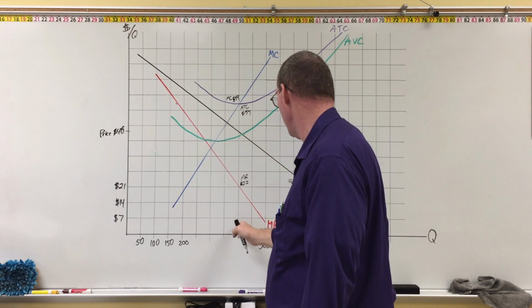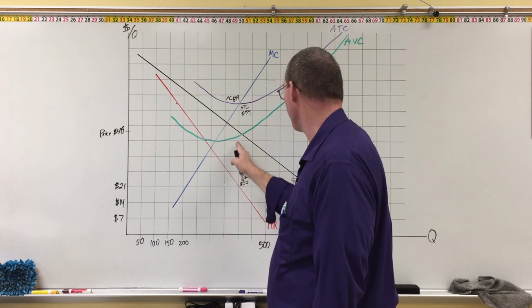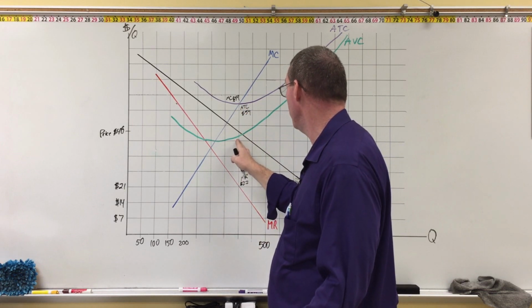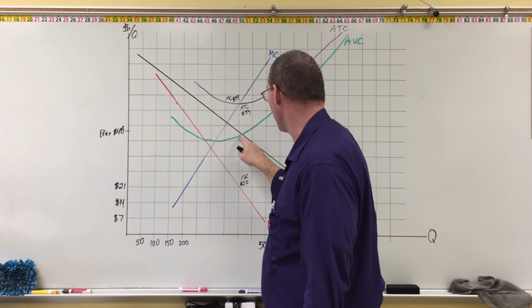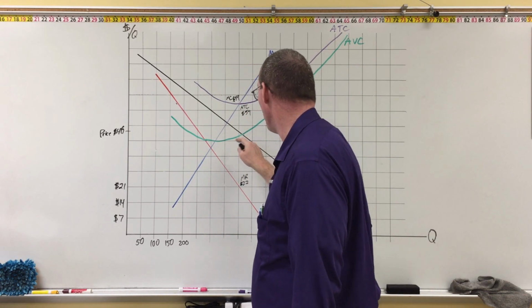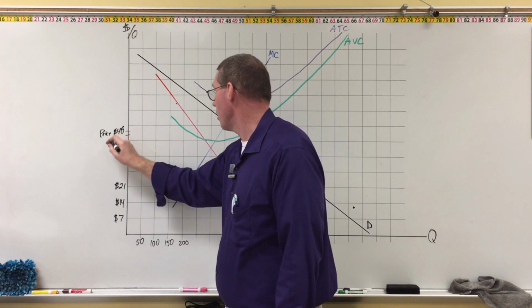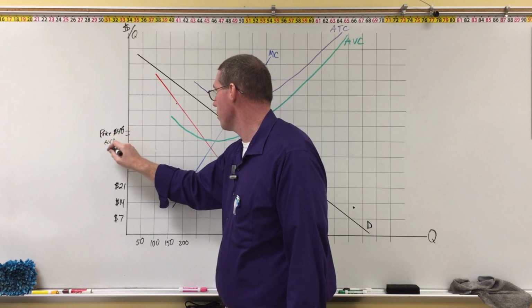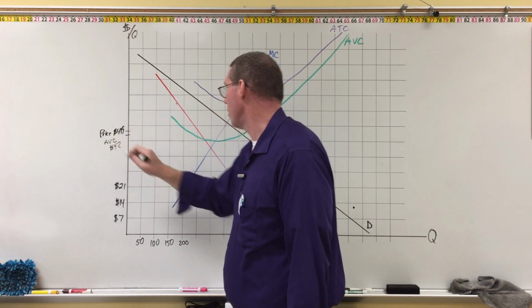So on that same quantity, 1, 2, 3, 4, 5, 6 times 7 is 42. And then we're going to go up maybe $2 more. So average variable cost is right there. Average variable cost is about $42, okay?